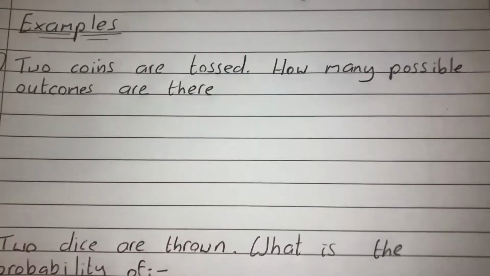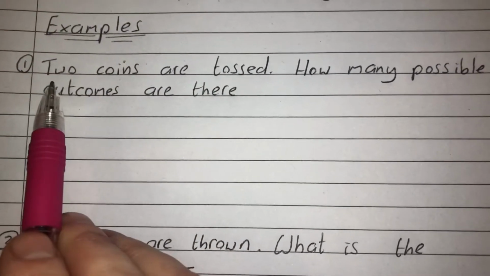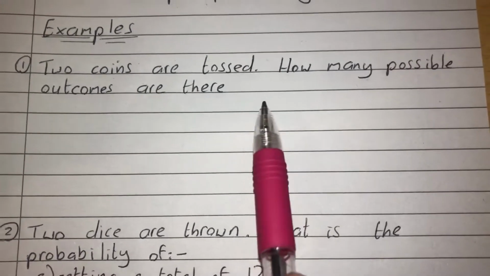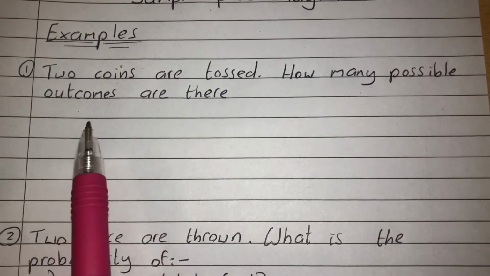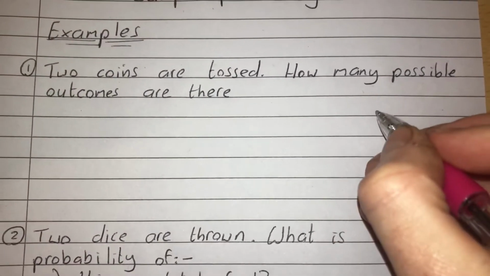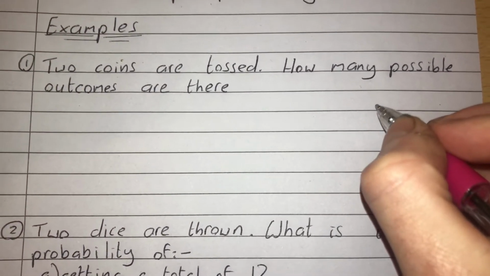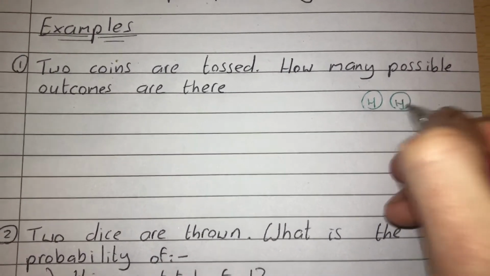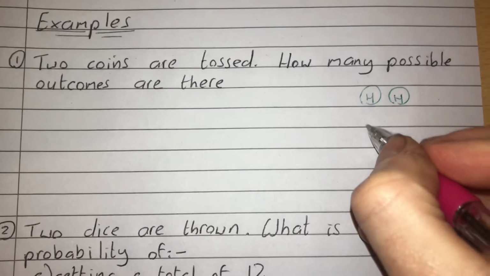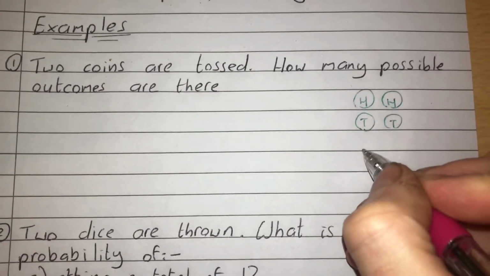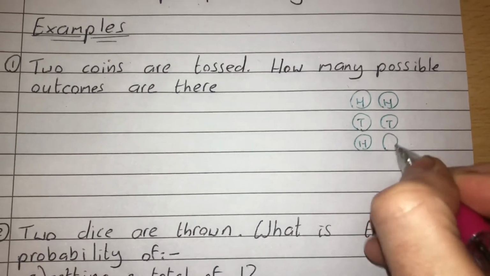So in the first question, what we're going to look at is, say, if we were to toss two coins. If we were to flip two coins, we've been asked here how many possible outcomes are there. So if you imagine flipping two coins and the way they land and recording the outcomes. They could both land, for example, heads and heads. Okay, they could both land with two tails, or they could both land with a head and a tail.